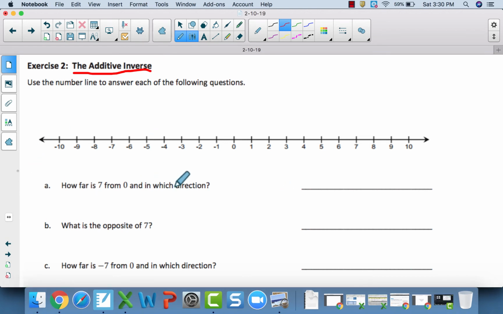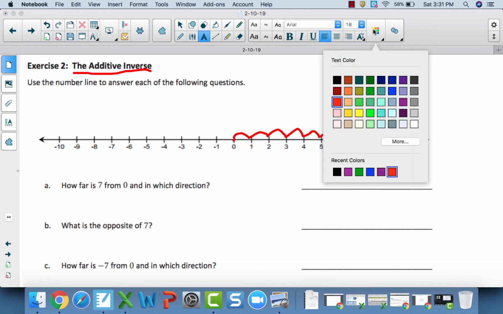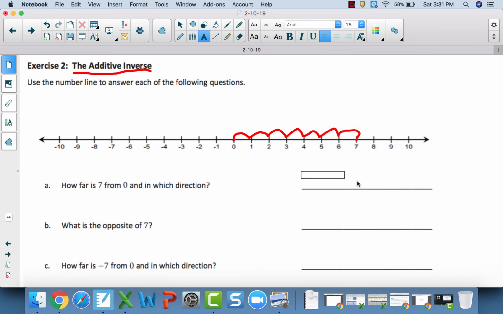So our first question here asks, how far is 7 from 0 and in what direction? So I'm starting from 0. I'm getting to 7. That is going to be 1, 2, 3, 4, 5, 6, 7. Some of you are probably getting pretty intuitive with this. It's pretty straightforward, but the practice helps build that strong foundation. So it is 7 units to the right of 0. All right. It's a positive number. We're counting to the right.